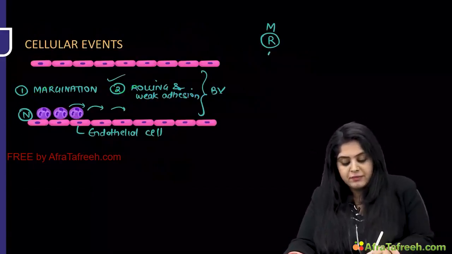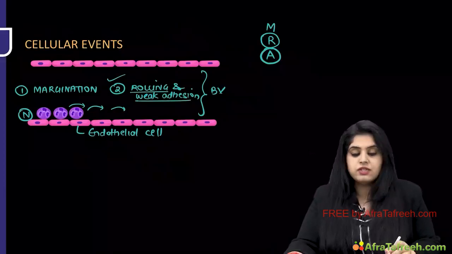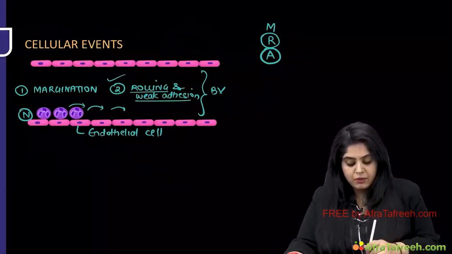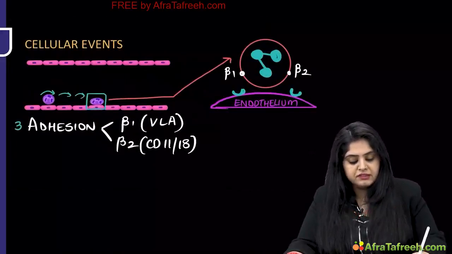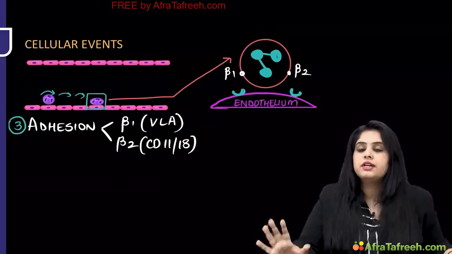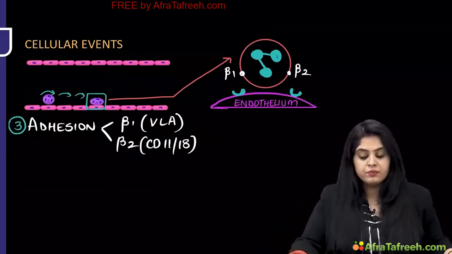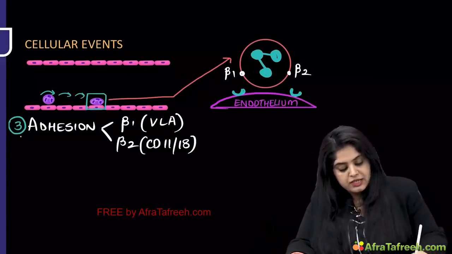What was the next step, guys? MRAT COP. Proper adhesion. Earlier it was rolling and weak adhesion. Now comes the A. A means proper adhesion. Cell will keep on rolling, rolling, rolling, and there comes a time and the cell says, "Enough, I am gonna stick over here. I am stuck here." Adhered, adhesion. Apply glue, stick. That happens by integrins. Adhesion is taken care of by integrins.